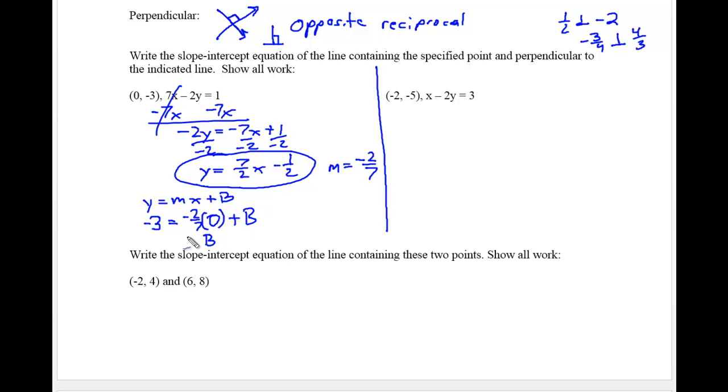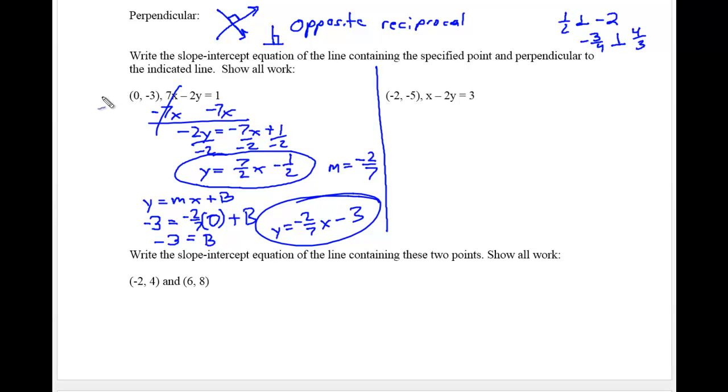Well, this time x is 0, so b is equal to -3. Therefore, y is equal to -2/7 x minus 3. There's our new line. Our original line had an opposite reciprocal slope and different y-intercepts. That won't always happen when you work with perpendicular lines as it did with parallel, because they can intersect at the y-intercept, because these lines do intersect.